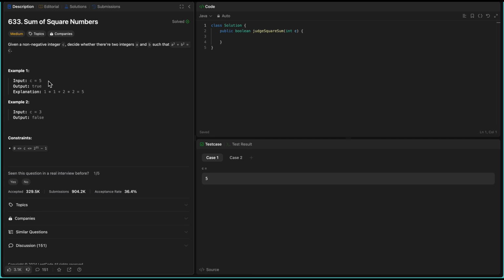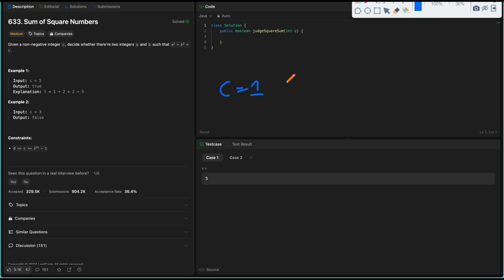So when c is equal to 5, we return true because there exist two integers 1 and 2 such that 1 square plus 2 square is equal to 5. While when c equal to 3, there is no such solution possible and we return false in this case. Before going into the solution space, let's look at some more examples. Suppose c is equal to 1, then will we return true or false?